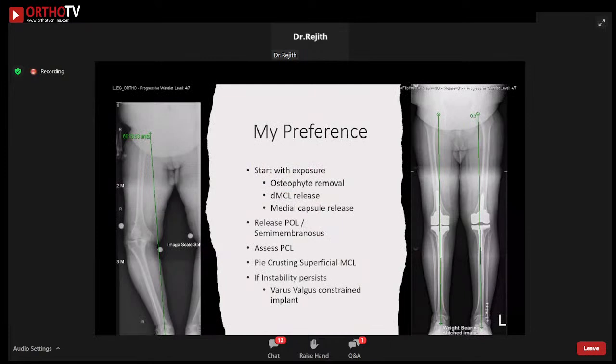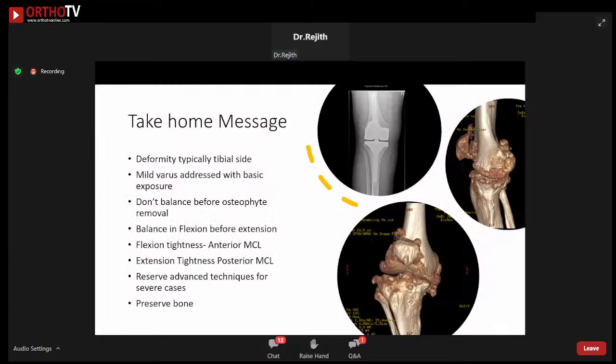My preference in what I usually do is start with exposure, osteophyte removal, deep MCL, and medial capsule release. 90% of my patients, that's enough. If it is still tight, then release the posterior structures. Look at the PCL, make sure it is not too tight in flexion. And if it is still tight, I try pie crusting or needling of the MCL. And if it still persists, then I may have to go in for a posterior stabilizing implant or a more constrained variant.